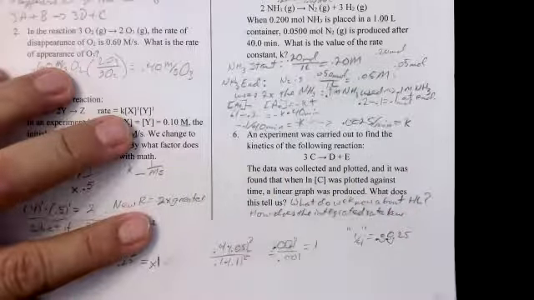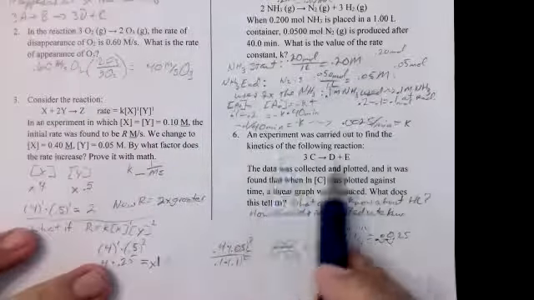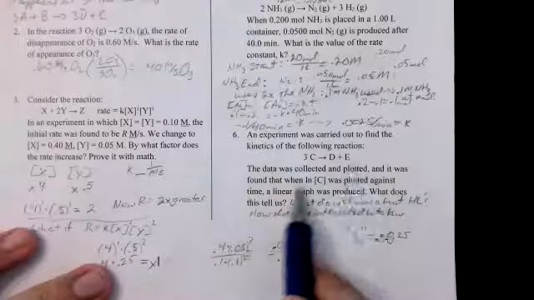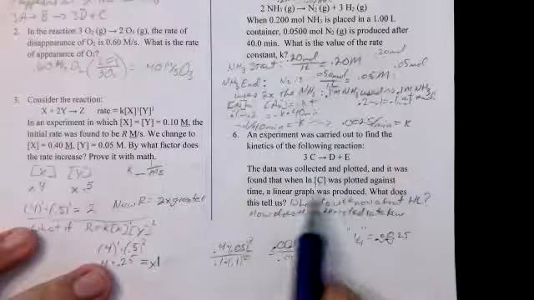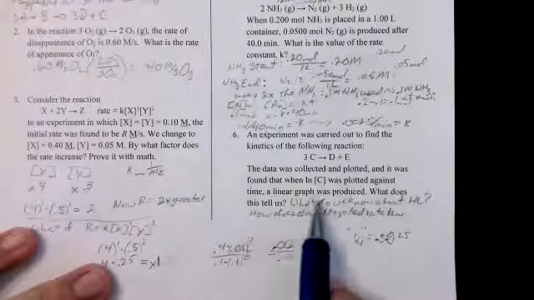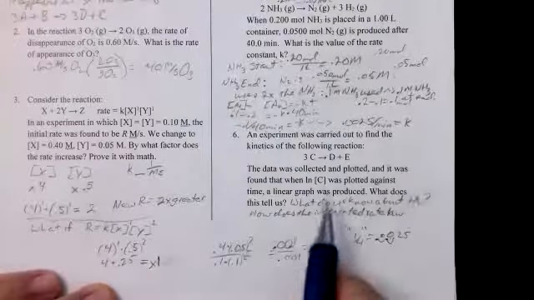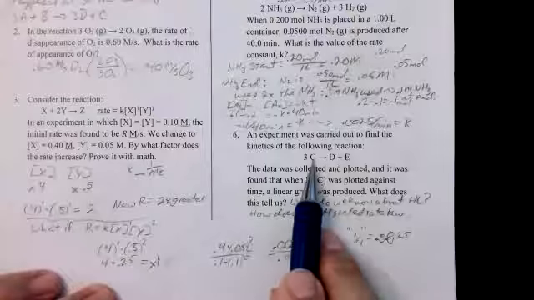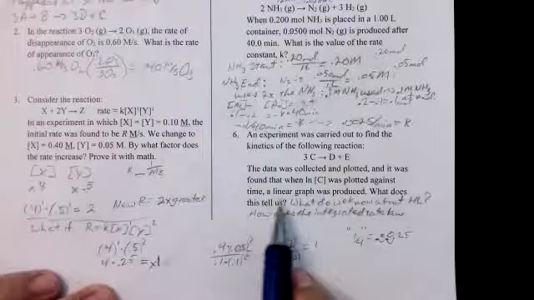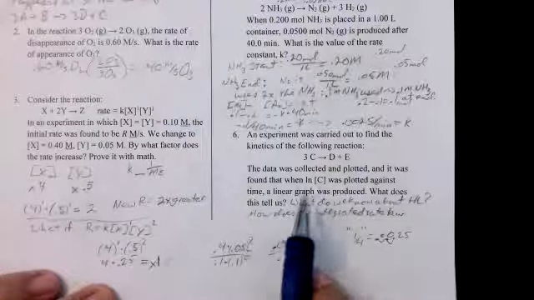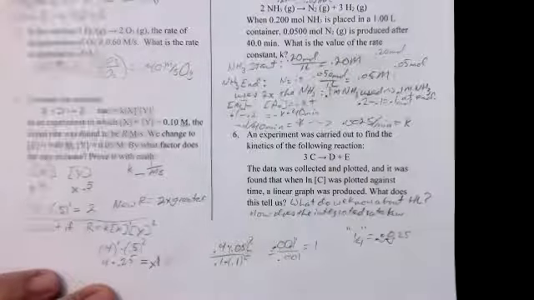An experiment was carried out to find the kinetics of this reaction, and ln of C was plotted against time. A linear graph was produced. What does that tell us? They think you know that when ln of reactant versus time is graphed and you get a straight line, it's a first order reaction.